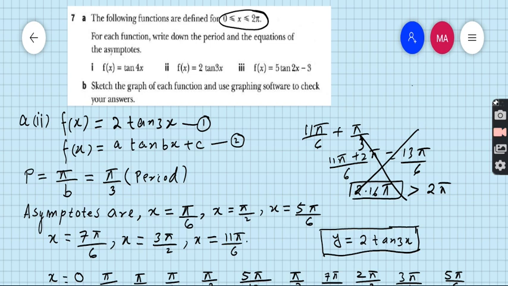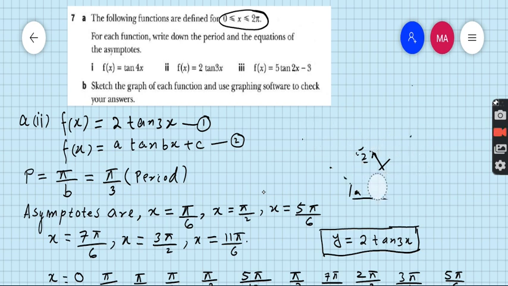So the last asymptote should be 11 pi by 6. This is the reason why we are not taking more asymptotes after 11 pi by 6. So the requirement of part A has been fulfilled. We have found the period of the function as well as the equations of asymptotes.